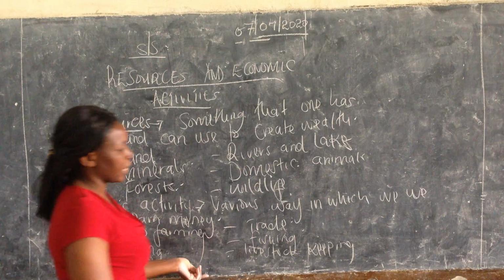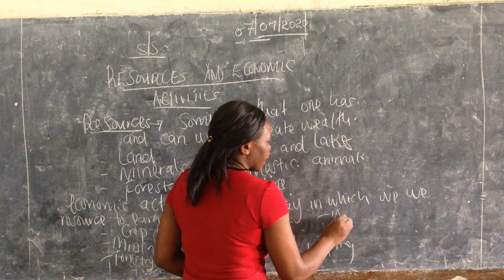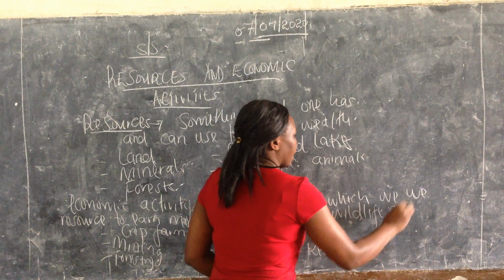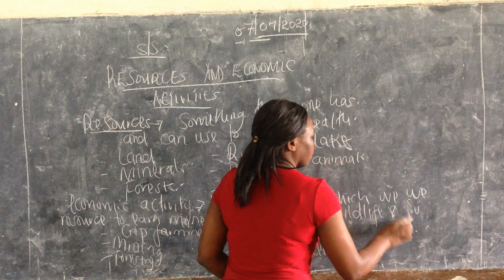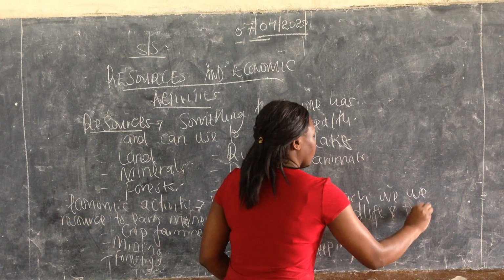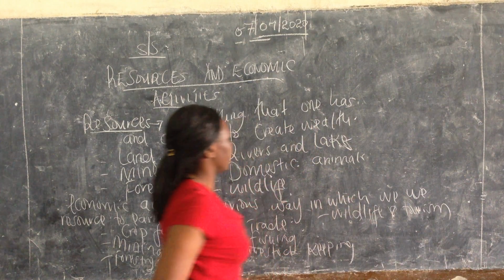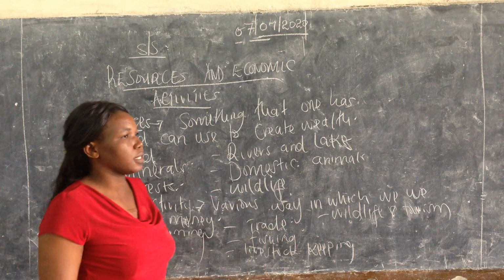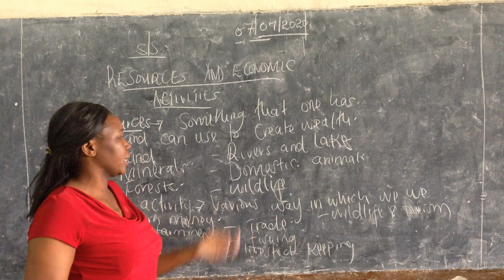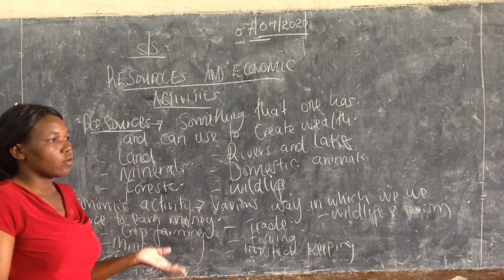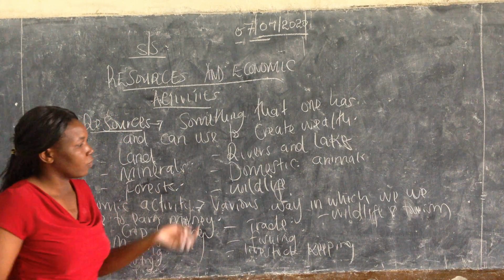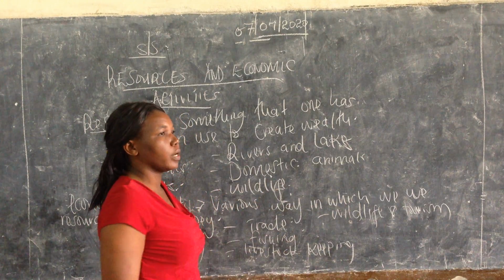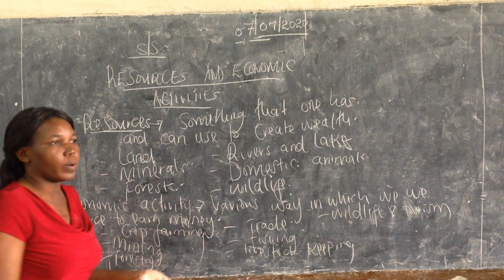Then we have wildlife and tourism. This comes from the wildlife here. The tourists come to see the wildlife animals. There we can get money from those tourists who pay to see the wildlife.